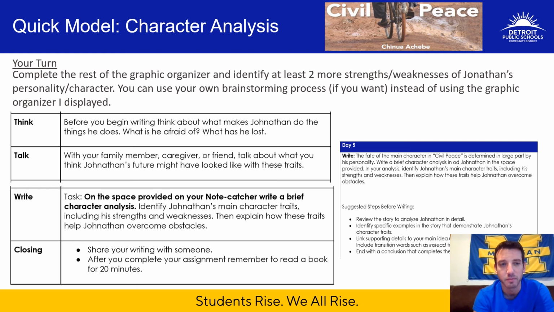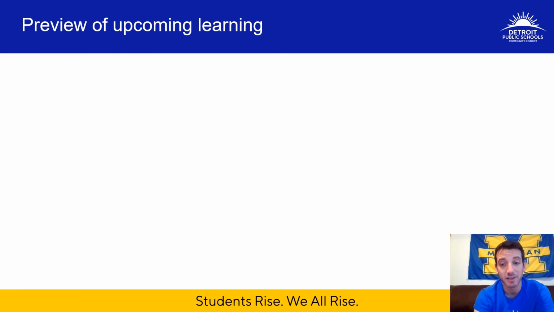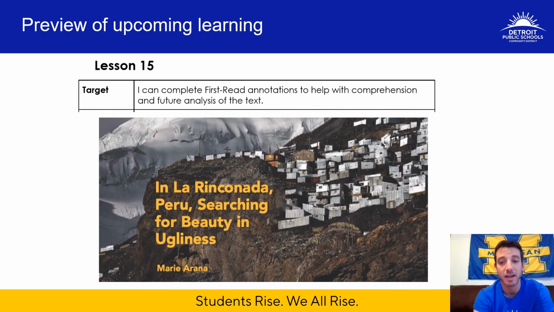Because today's lesson was the last lesson of week 3, next week we'll start week 4. And the first lesson of week 4 is lesson 15. The learning target is I can complete first read annotations to help with comprehension and future analysis of the text. You'll notice that pretty much every lesson that is the first lesson of a week has the same learning target, where it asks you to basically engage in a first read of a brand new text to help you with comprehension of the text.